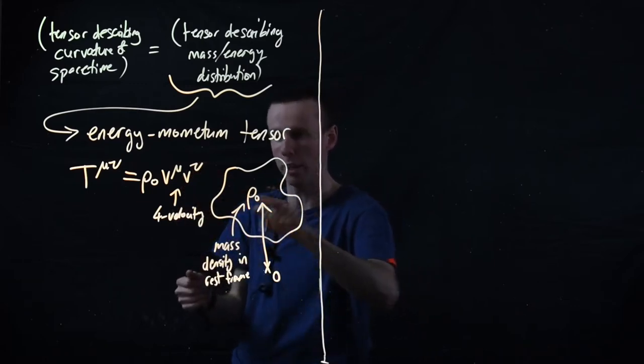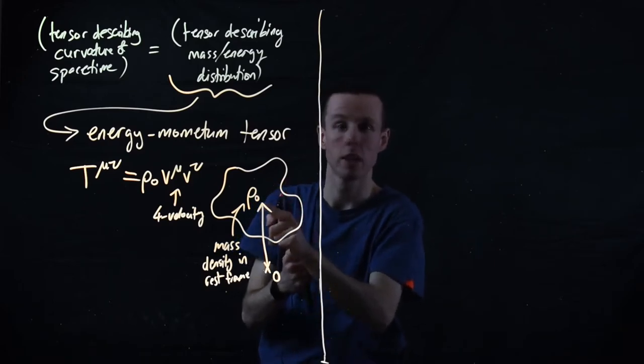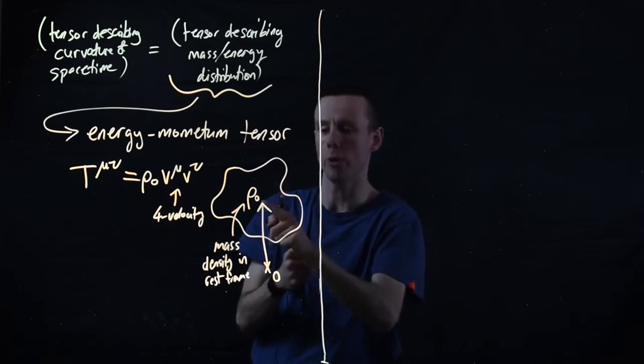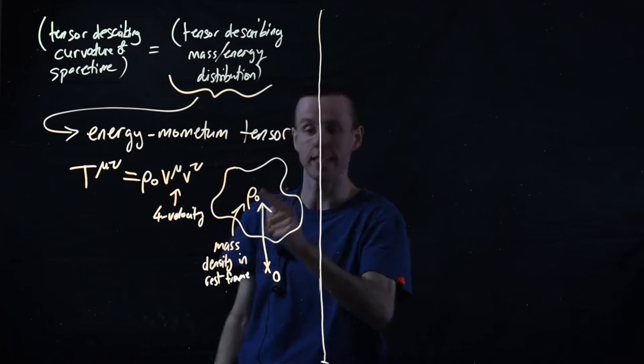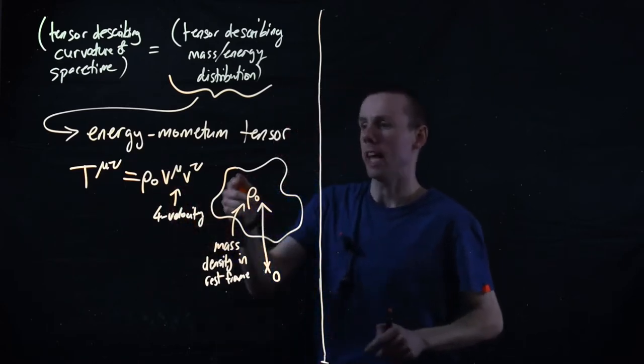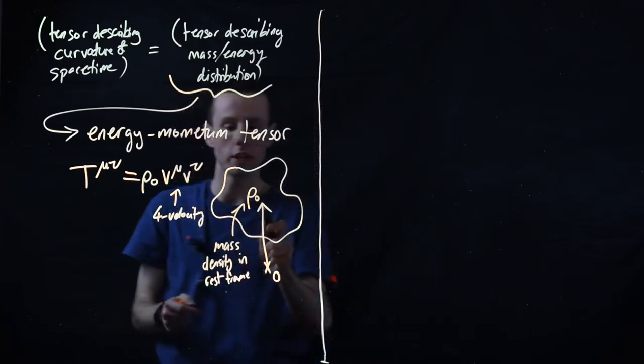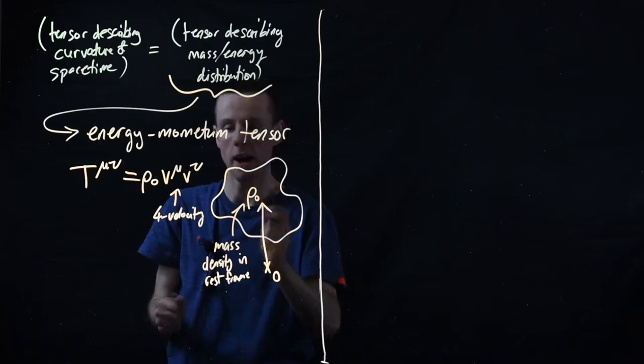So at any particular point, you've got a 4 velocity, but if you pick one particular point, then you can pick a rest frame at that one point and find the mass density there, and that's rho 0. So this is the energy momentum tensor. This is how it's defined. So v mu and v nu here are the 4 velocity of the matter at any one point.